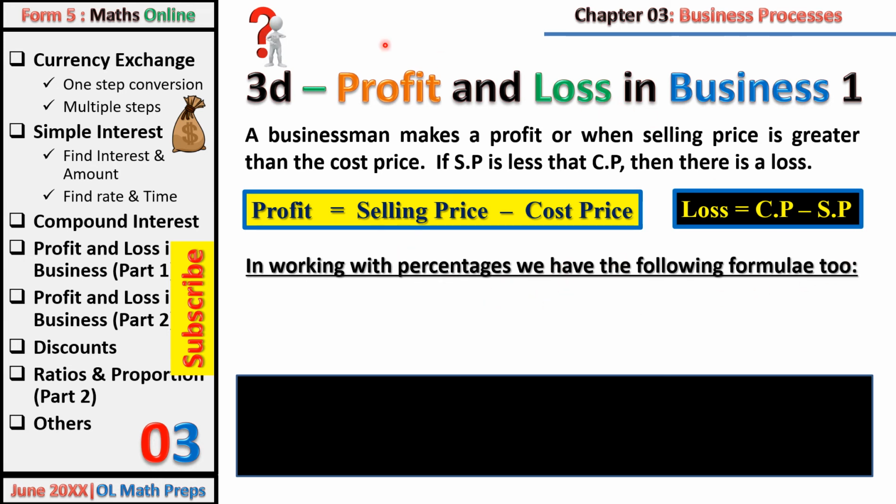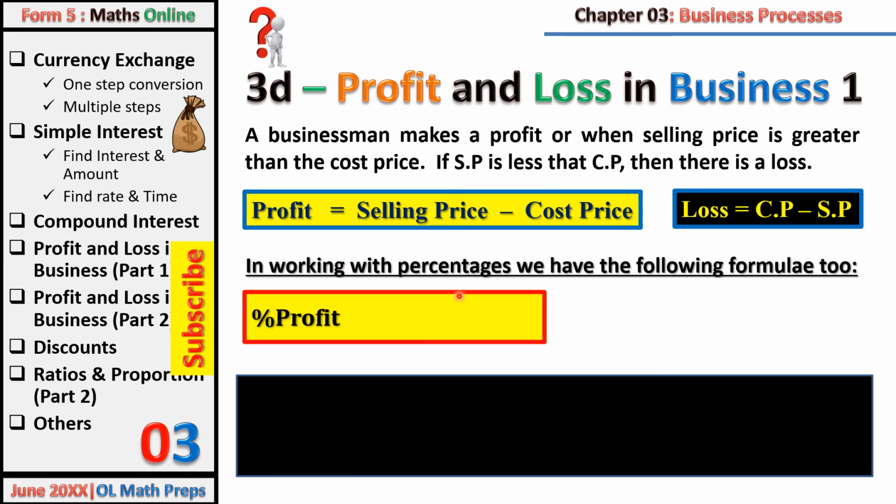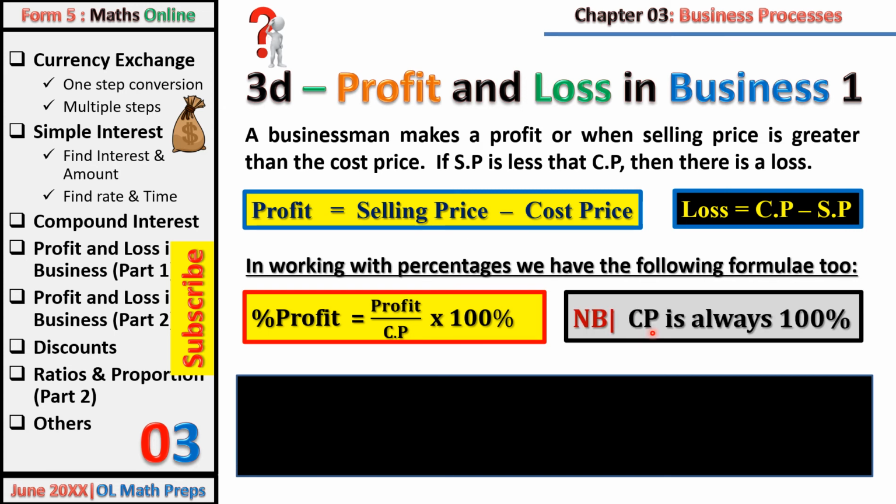In part 1, we saw this formulae. Now in part 2, let's see what we are going to have. So in working with percentages, percentage profit is equal to profit over cost price times 100%. And recall that profit also means gain. And secondly, cost price is always 100%. That is percentage cost price equals always 100%.